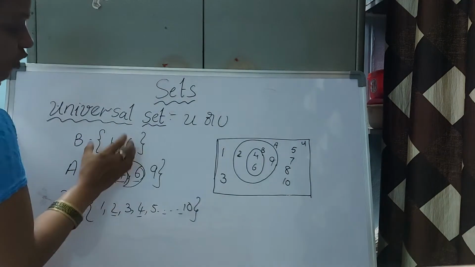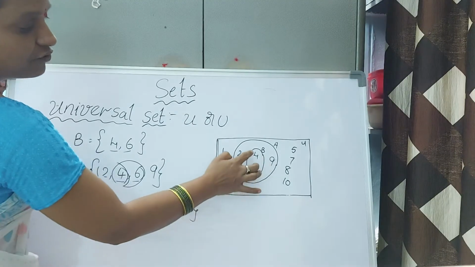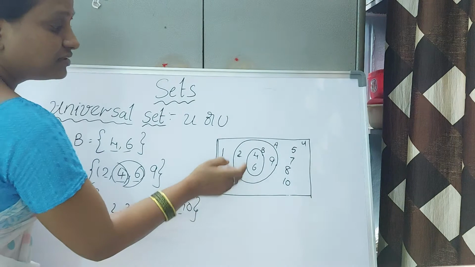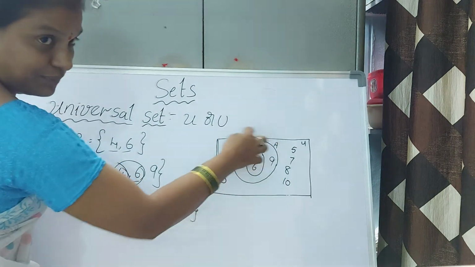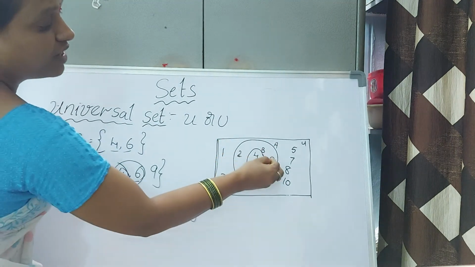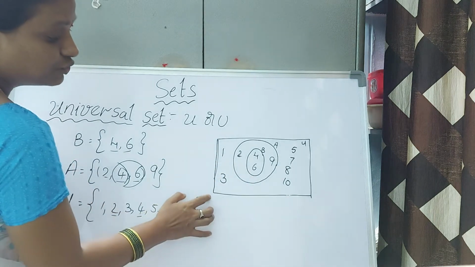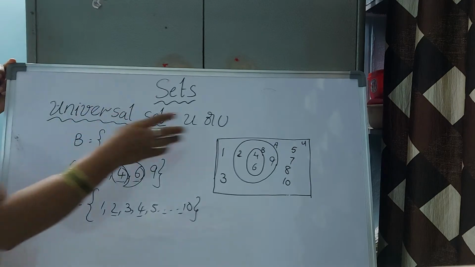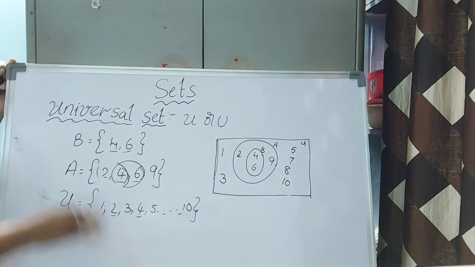First set is the small set, that is set B: 4, 6. 4, 6 is also present in set A. That's why we wrote it a little bit bigger and we denoted some elements here. In this universal set we have set B and set A. Both we wrote here. Okay.